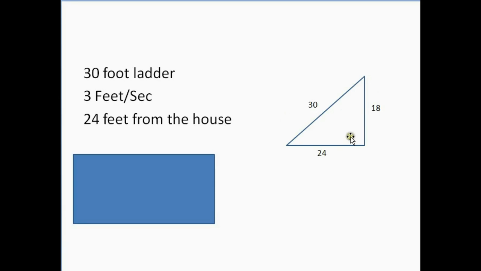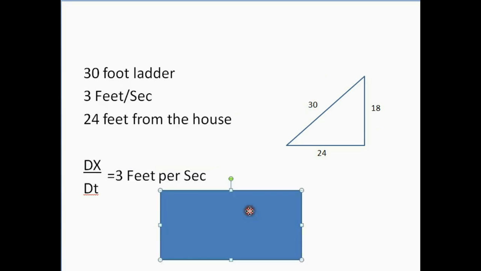Alright. So here we've got our values labeled. We're going to start by saying that dx/dt is equal to 3 feet per second. The reason dx/dt is equal to 3 feet per second is because our 24 right here is also an x, and we know that x is changing at 3 feet per second because the ladder was being pulled away from the house at 3 feet per second.